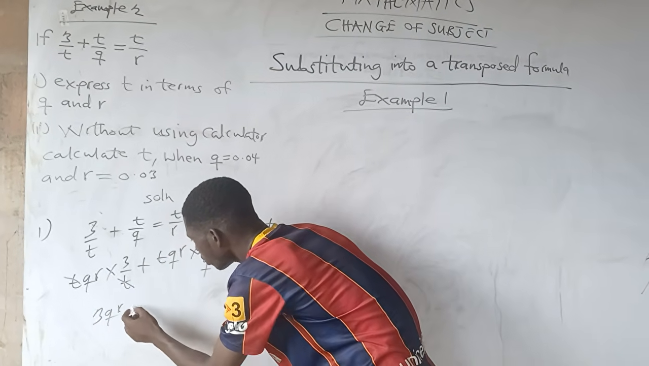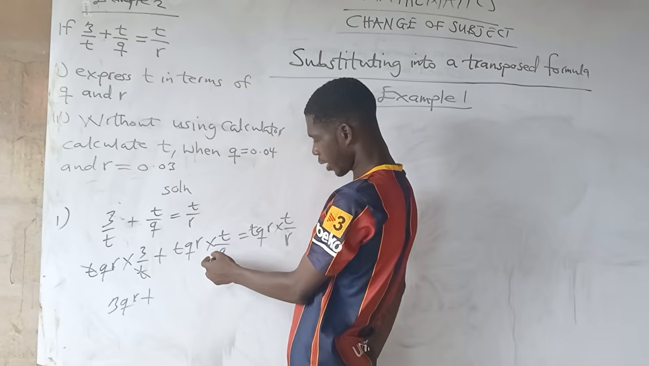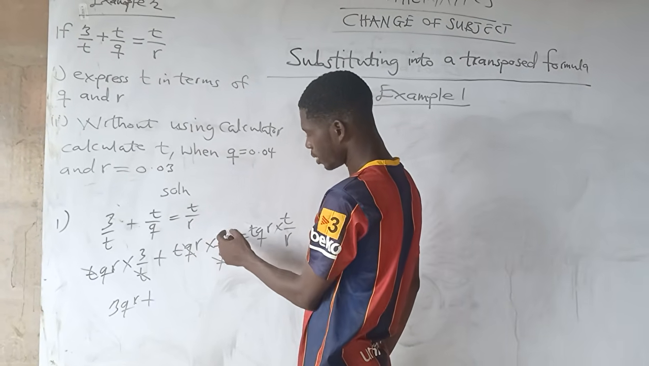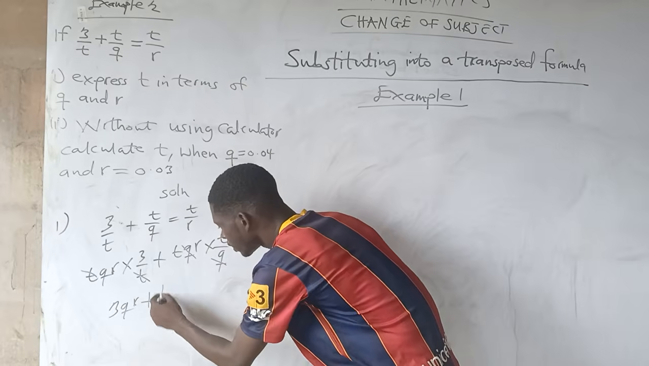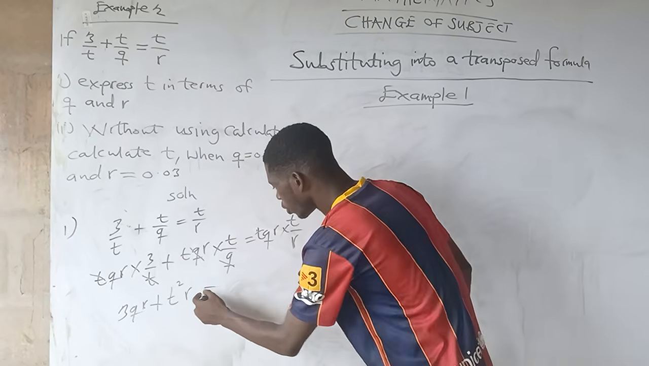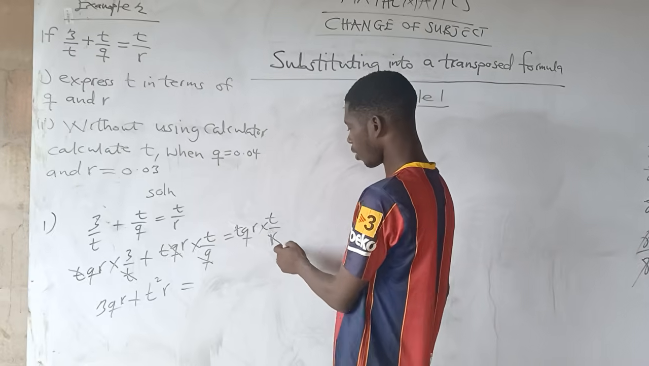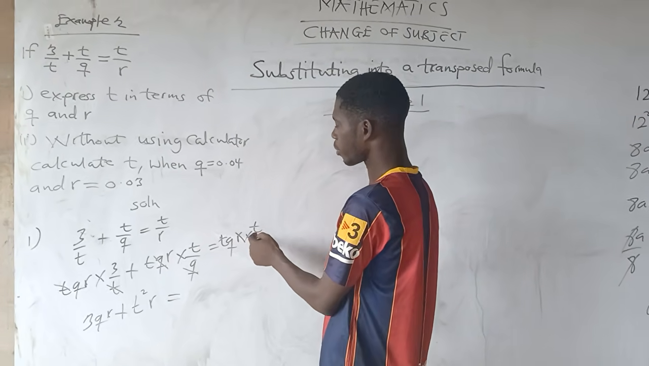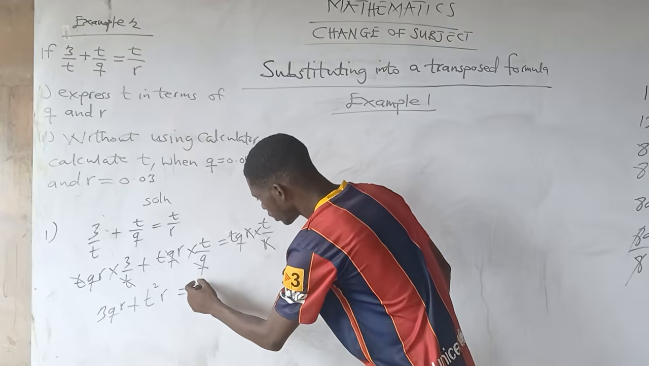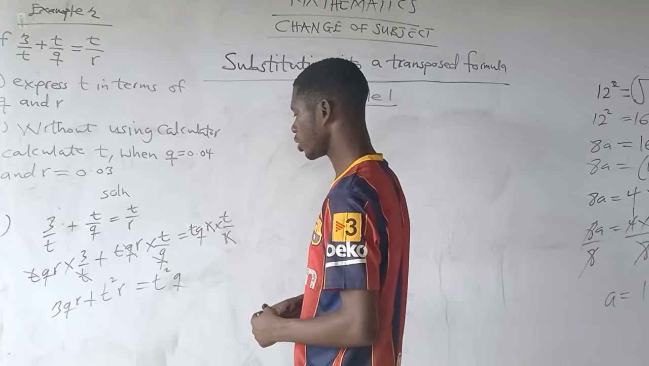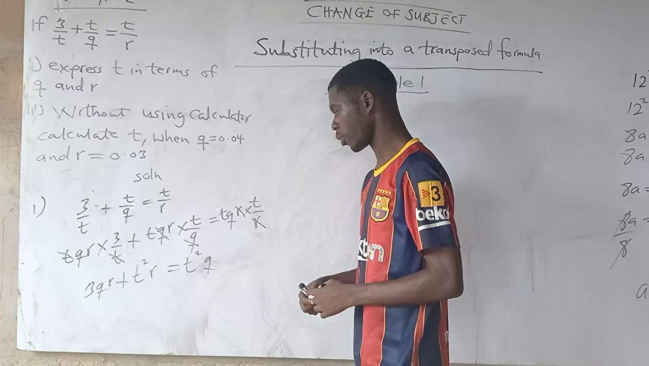3QR plus q will cancel q. So t r multiplying t, you get t square r, equal to r will cancel r. So t q multiplying t, you get t square q.